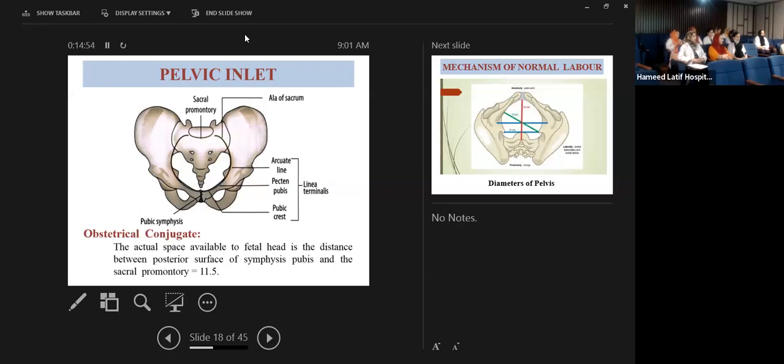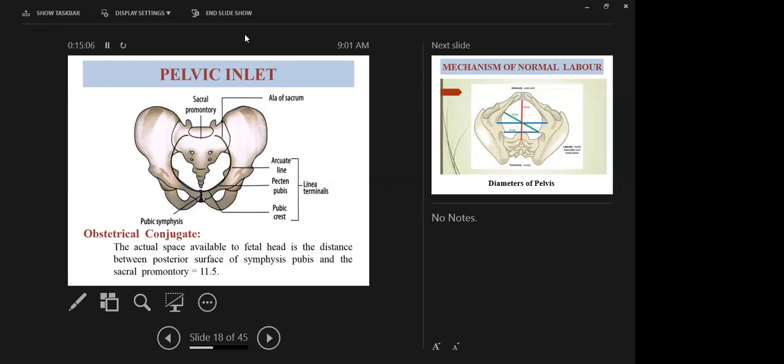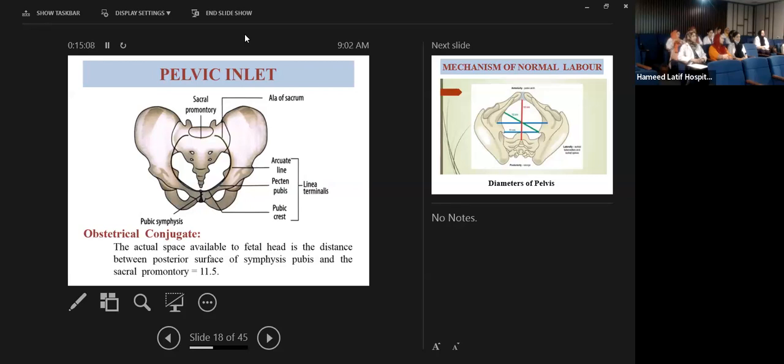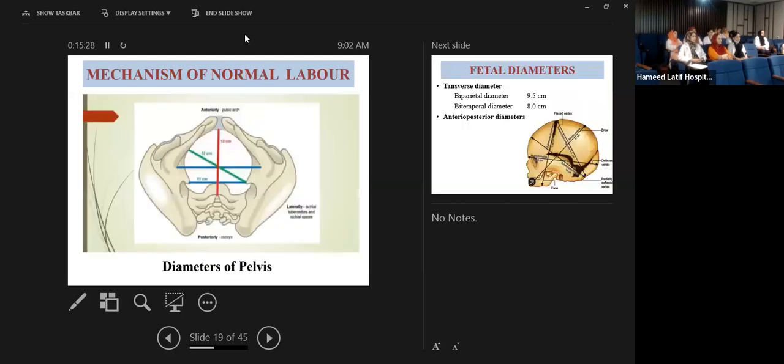Transverse is 13 centimeters. And if you take the outlet, here the anteroposterior diameter, this is the sacrum. So from the posterior border of the pubic symphysis to the sacrum, not the coccyx, the last piece of the sacrum, it is 13 centimeters. And between the two ischial tuberosities or two ischial spines as well, it is 11 centimeters. So it is the reverse of the inlet. And within the cavity, 12 centimeters anteroposterior, and 12 centimeters transverse.